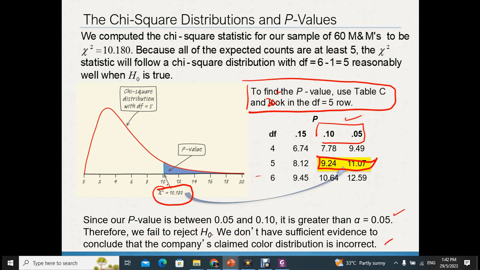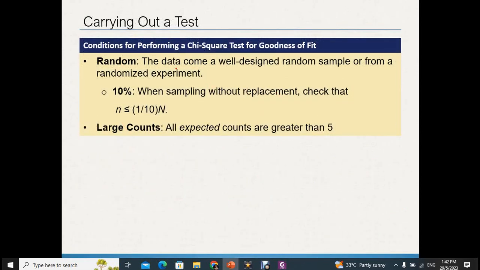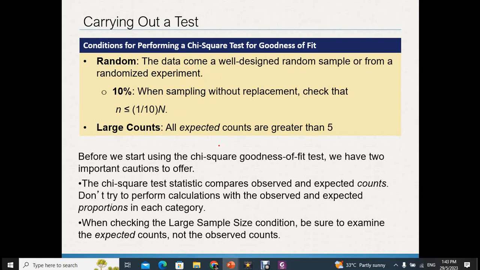So we are in the range of here. Your p-value is greater than 0.05. That's why H null fails to be rejected. So we do not have evidence to conclude the company's claimed color distribution is incorrect. The conditions: random, the data come from a well-designed random sample, 10% when sampling without replacement, and large counts, all expected counts are greater than 5.